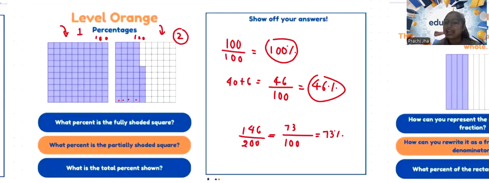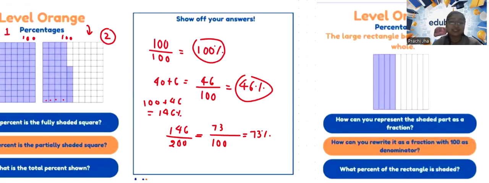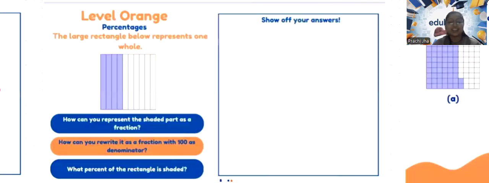And if you just add them, 100% plus 46%, that's going to be 146% out of 200. Okay, wonderful, guys. We are going great.